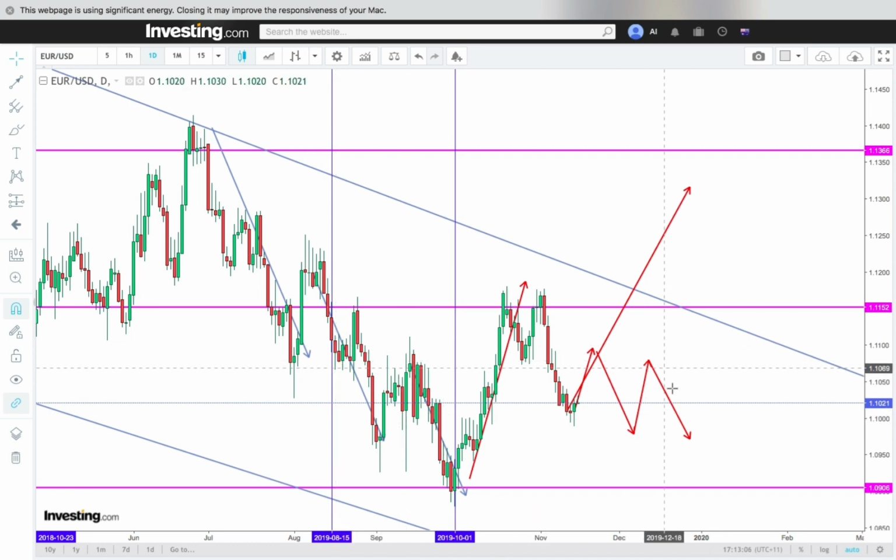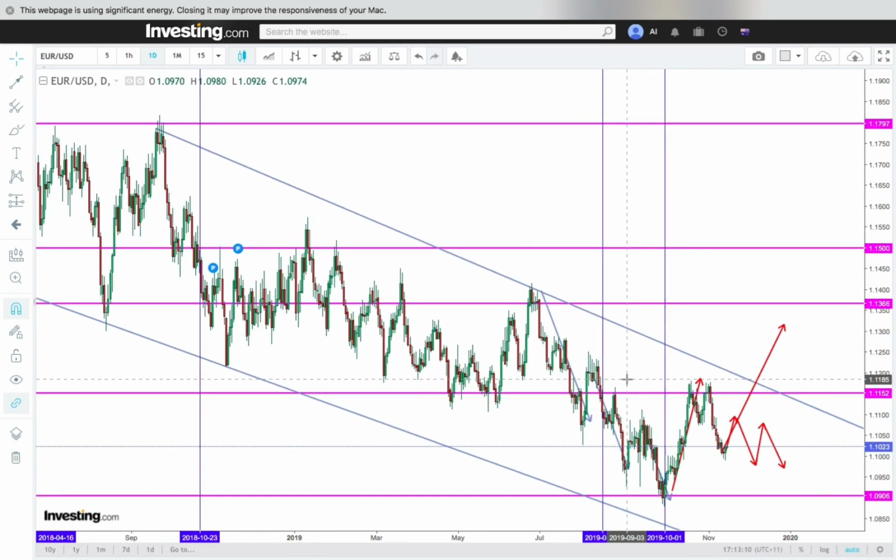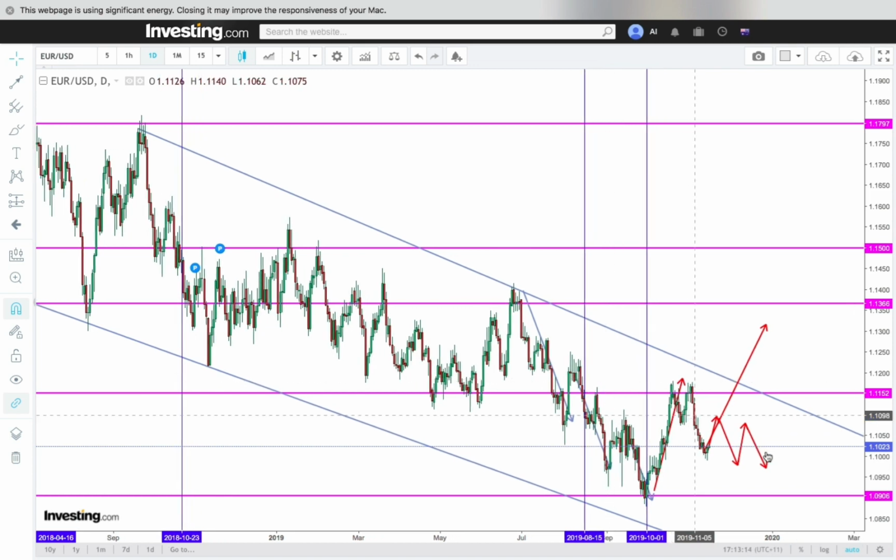Okay. So anyway, this is just a quick analysis on EURUSD. This is just an educational purpose only. Don't take my word for it. Do your own analysis.